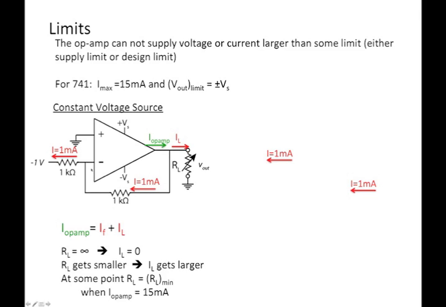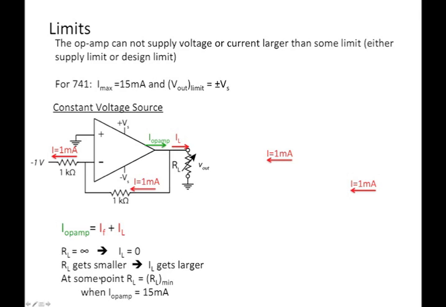That's our feedback. In this case, it's 1 milliamp. But it also is going to have to send out current to the load. If there's no load, it doesn't have to do this, but if there is load, there's going to be some load current that goes to the load resistor. So we can write that the current coming out of the op-amp is going to be the feedback current plus whatever current we send to the load. Well, if RL is infinite, then the load current is 0. So that's fine. The op-amp should be able to do that. But then as RL gets smaller and smaller, then IL gets larger and larger.